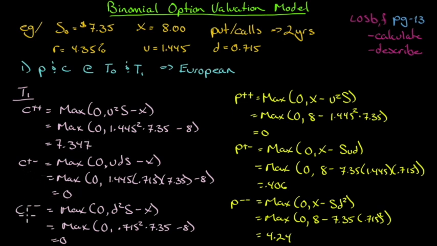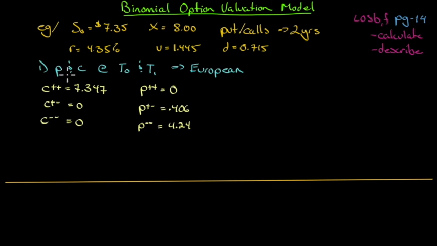C plus minus is 0 and C minus minus is 0, so only 1 has value. If we're doing the puts, P plus plus is 0, P plus minus is 0.406, and P minus minus is 4.24. So this just saves you from figuring out the stock price and then calculating the call price after by looking at the strike price. This is just a direct way to do it. All right, so we still have to calculate P and C. We've got C plus plus, C plus minus, C minus minus, and the P's. We need C plus, C minus, P plus, P minus, and then P and C.